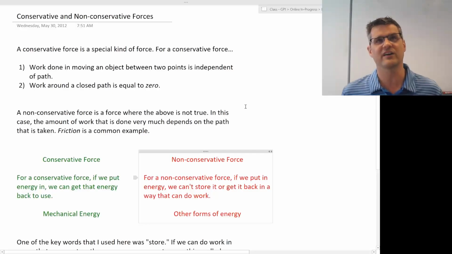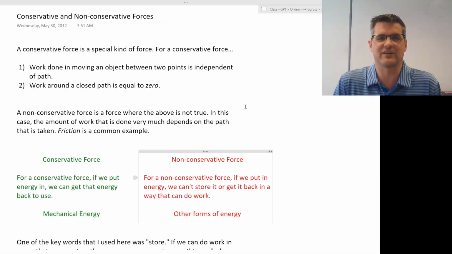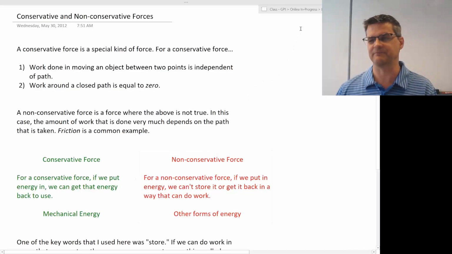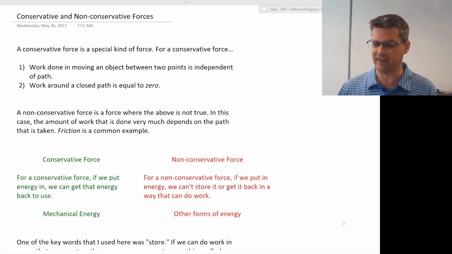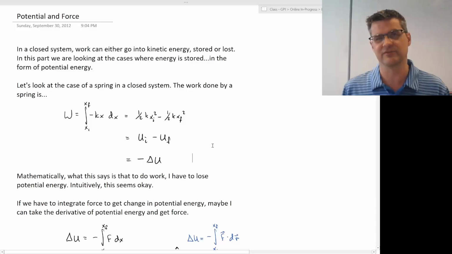So if you're talking about potential energies, you have to be talking about conservative forces. That's the only thing that you can have. Non-conservative forces like friction cannot be described with potentials or potential energy. Only conservative ones can be. Now, that being said, there is a relationship between potential and force.